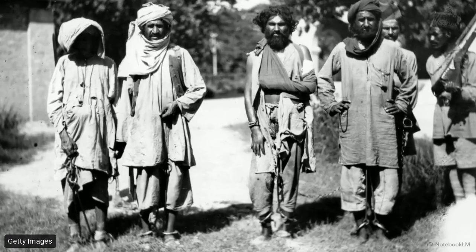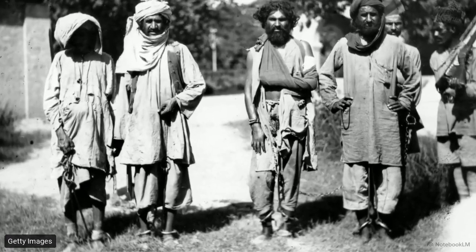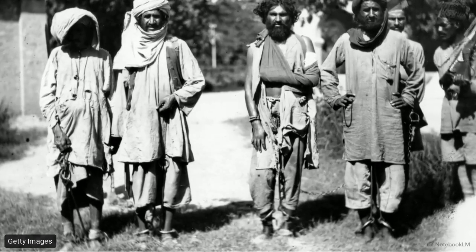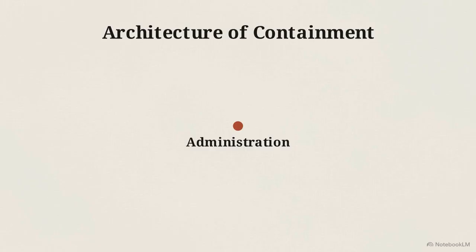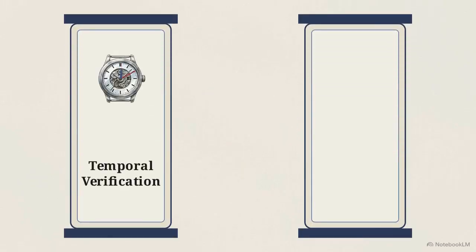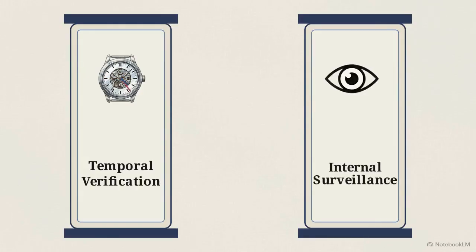The physical reality of the era's containment methods, such as these heavy iron leg restraints, illustrates the high stakes of maintaining that control. To manage the risk of human error, the administration developed a three-layered strategy: an architecture of containment. This strategy relies on two main pillars: a rigid schedule of temporal verification and a system of internal surveillance designed to audit the behavior of the guards themselves.